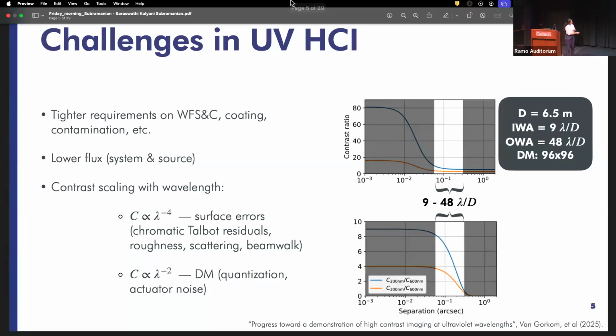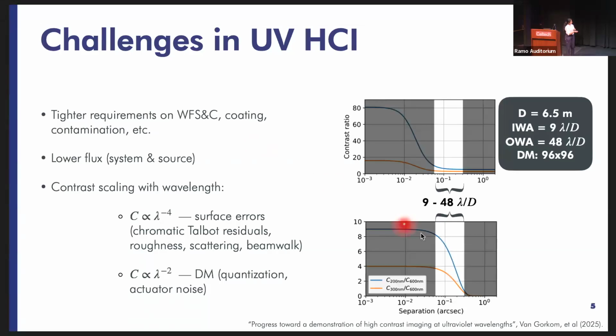So here you have a plot when you actually consider more realistic PSDs and with a non-uniform DM actuator response, which is close to reality. These are derived assuming a 6.5 meter telescope with a 96 by 96 DM, which is what we're baselining for HWO. Another thing to keep in mind is that since we're going towards shorter wavelengths, we can actually have a larger inner working angle.